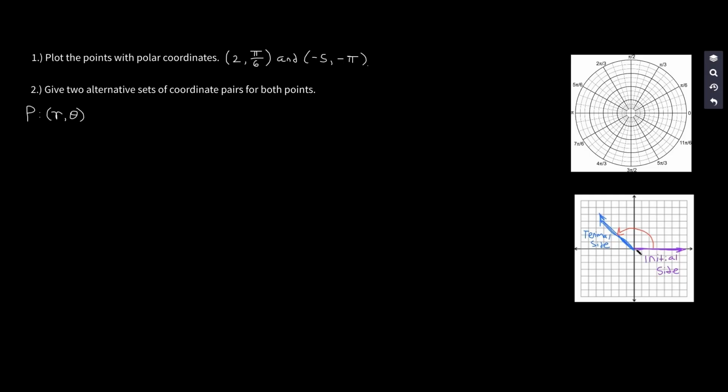Well, let's see. The initial side is a ray, and a ray is part of a line that has one fixed starting point, which is called the endpoint, and it extends infinitely in one direction. That's the initial side. It extends outward infinitely, and the starting point of every ray is the origin. It's the pole. You could think of it as like a laser pointer, shooting outward towards point P.